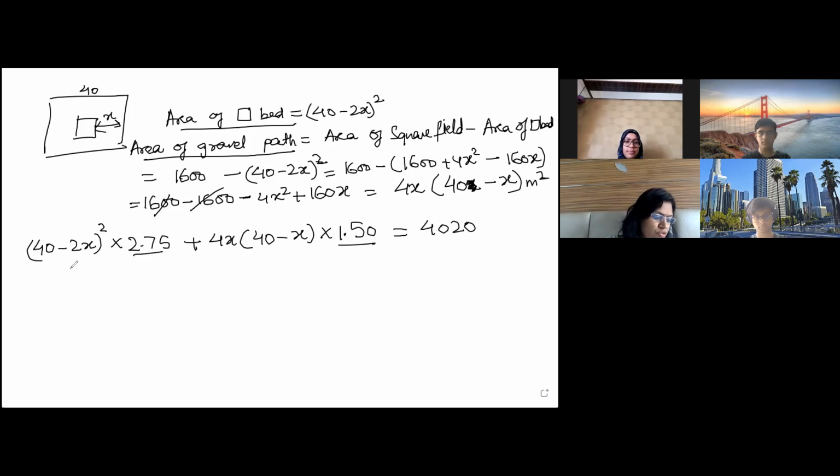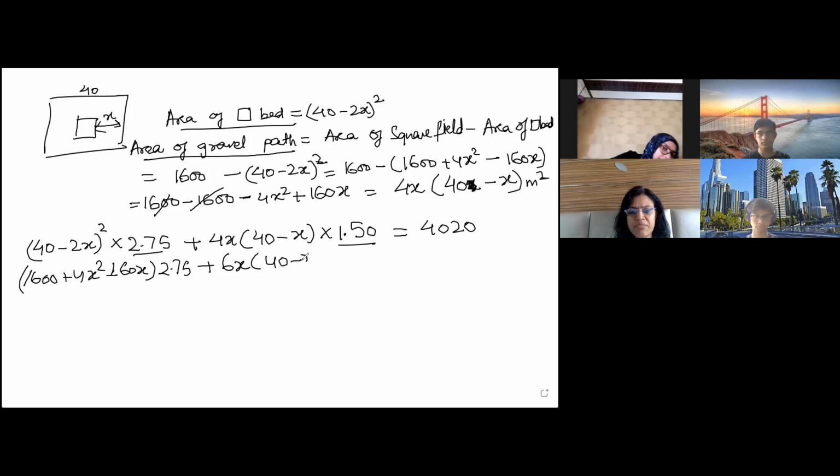Open the full bracket. When we open it, what will come? 1600 plus 4x square minus 160x, multiplied by 2.75, plus, okay, 4 into 15 is 60, so this becomes 6x outside, into (40 minus x), is equal to 4020.